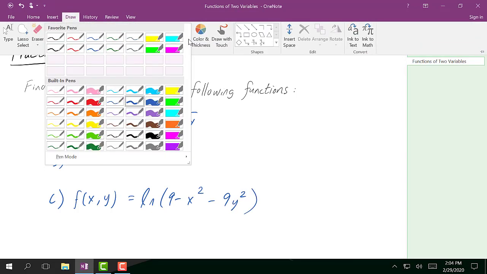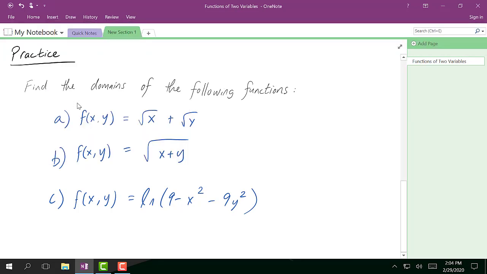So if you want to pause the video for just a moment, try to figure these out on your own, and then when you unpause it, I'll go ahead and write the solutions.